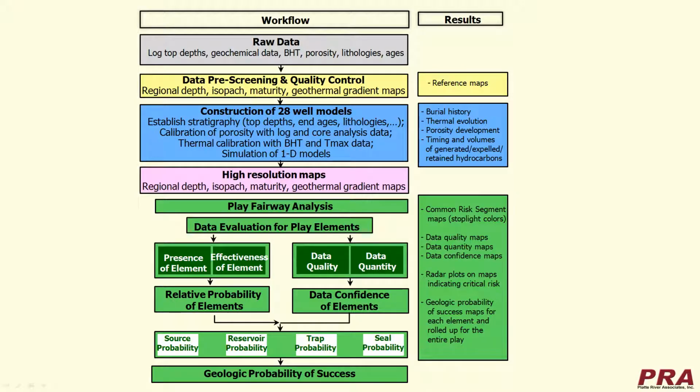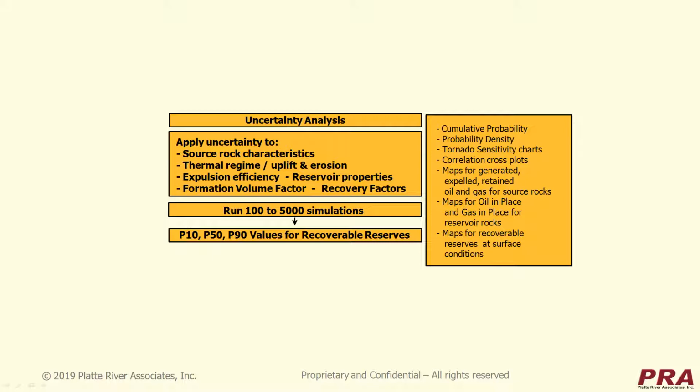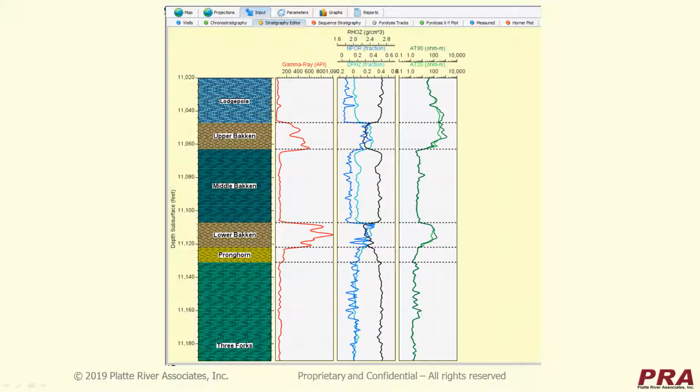The workflow using BasinMod Max is shown here. After gathering and evaluating data, BasinMod well models would be created. These can be used in Basin View to make detailed maps. These maps are then exported from Basin View to create a play fairway analysis. The results of BasinMod well models can also be used in the uncertainty analysis. Let's look more closely at this Williston Basin project.